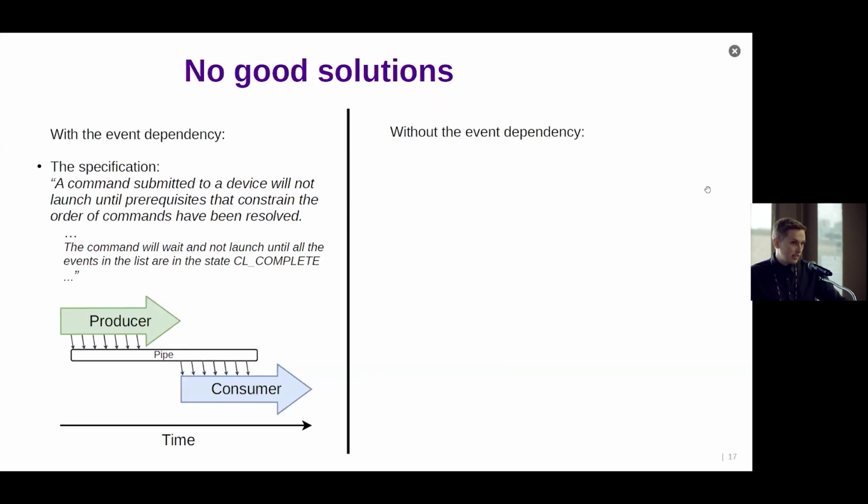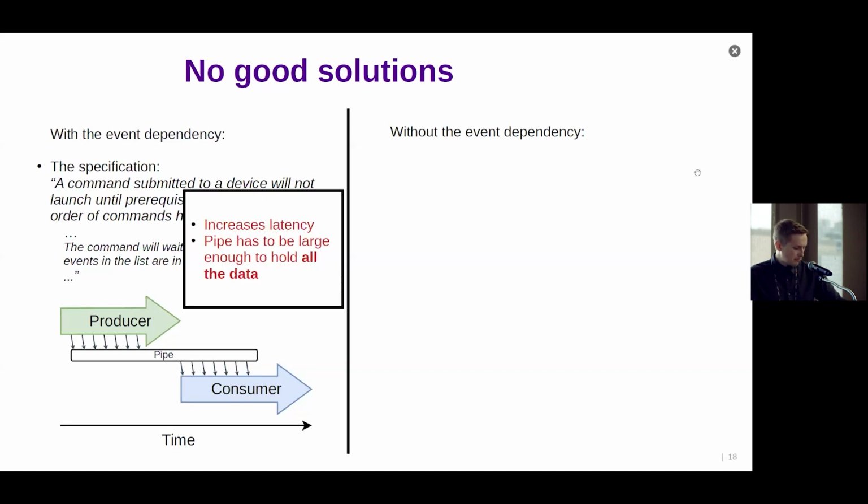With the event dependency, this is exactly equivalent to the earlier event synchronization slide I had. The event prevents the consumer from launching before the producer is in a complete state. So this is very clear. But it demotes pipes to be just a glorified version of a buffer. You have to use them exactly like OpenCL buffers, which I think is a bit of a shame because they could be useful for more.